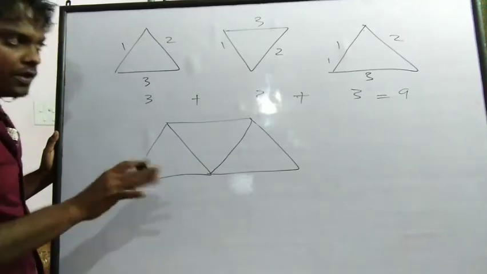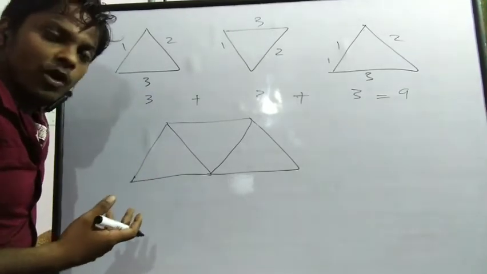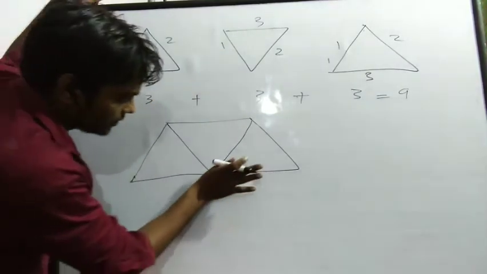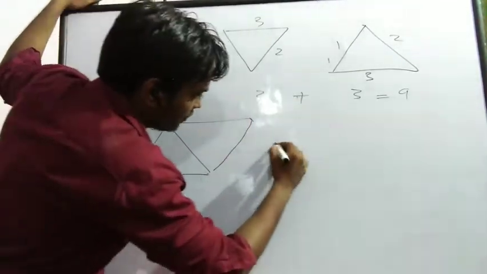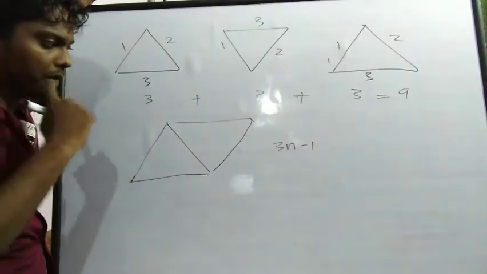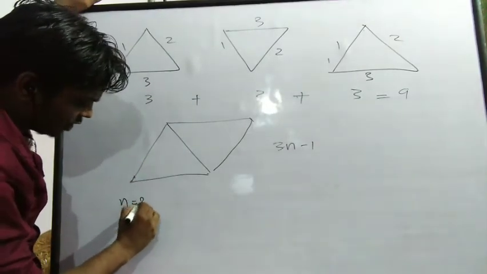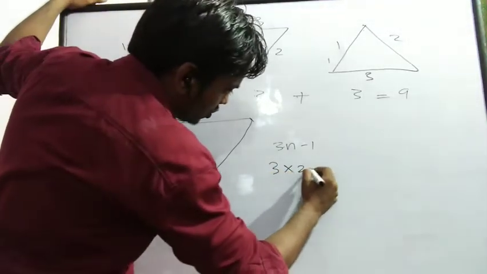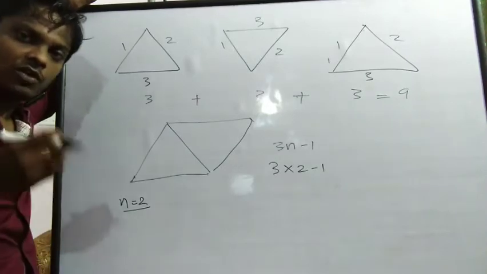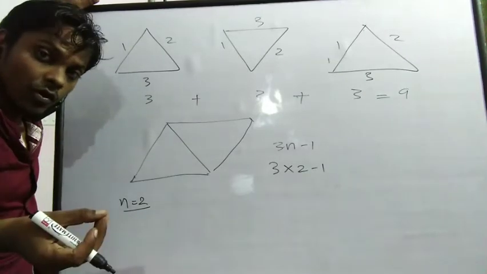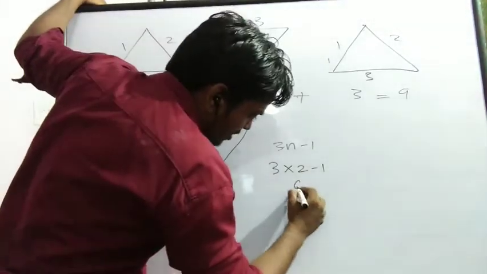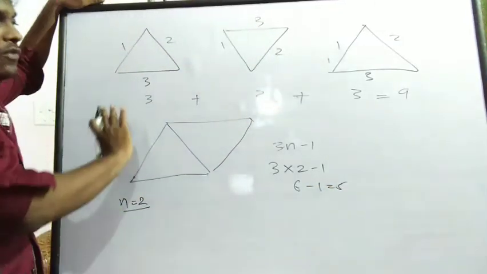Okay. Now, what is the formula for these two? 3n minus 1. See, this is the formula 3n minus 1. And n has value 2. So 3 multiplied by 2 minus 1, according to BODMAS. When you find multiple signs in one equation, you will follow BODMAS. So according to BODMAS, first of all we will multiply: 6 minus 1 is equal to 5.